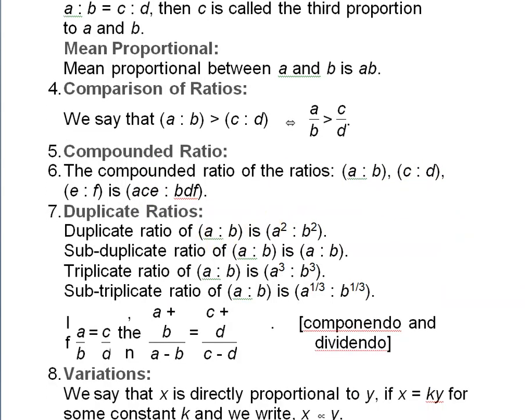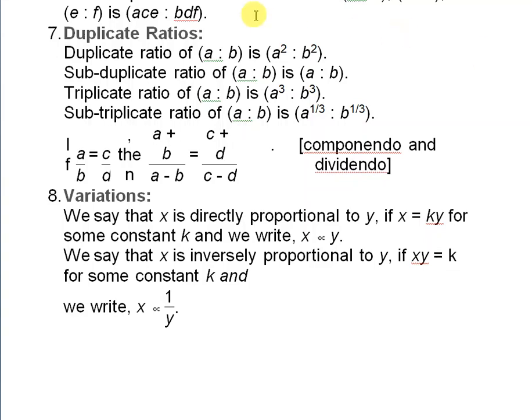Duplicate ratio of A ratio B is A square ratio B square. Subduplicate ratio of A ratio B is root A ratio root B. Triplicate ratio of A ratio B is A cube ratio B cube. Subtriplicate ratio is A to the power 1 by 3 ratio B to the power 1 by 3. Now this is a given formula: if A divided by B equals C divided by D, then A plus B upon A minus B equals C plus D upon C minus D. This is componendo and dividendo.